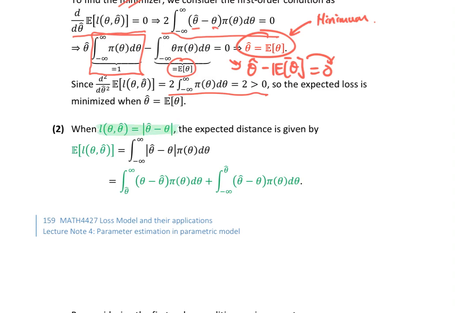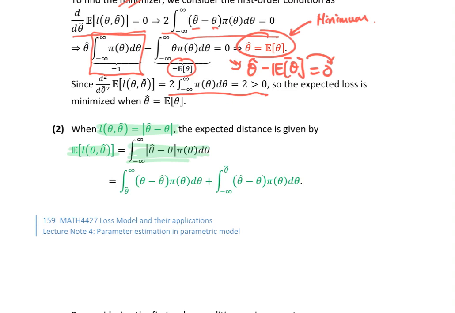Again, to find this minimizer, the first thing you should do is compute this expected value. By definition, this expected value is just equal to this integral of your loss function multiplied by the corresponding PDF of your theta. But the trouble here is different from the earlier case. Now your integral involves the absolute value, which is definitely not desirable when you do the integration, isn't it? So in order to move on, you have to remove your absolute value sign.